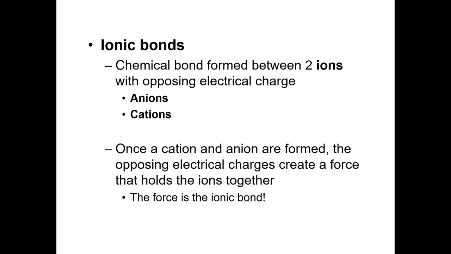NaCl is an ionic bond. Na has a positive charge, or is a cation, and chlorine is negatively charged, and it is an anion. So they come together to make an ionic bond. Once a cation and anion are formed, the opposing electrical charges create a force that holds the ions together, and this is an ionic bond. And that is what we see in NaCl.